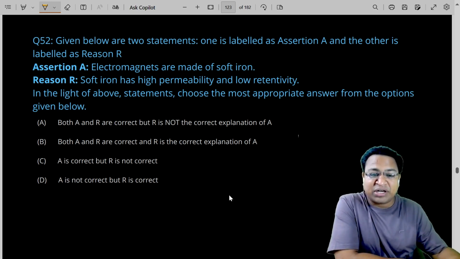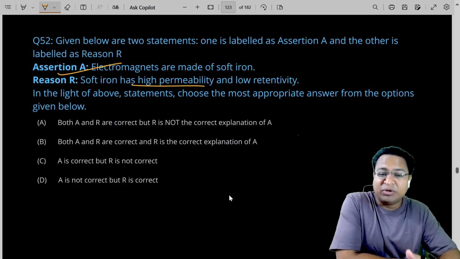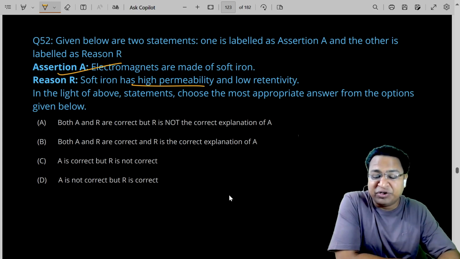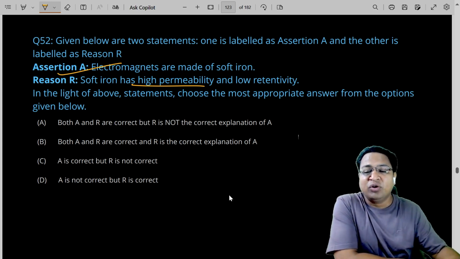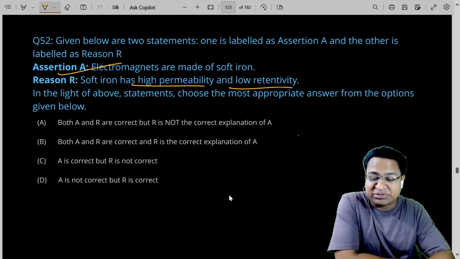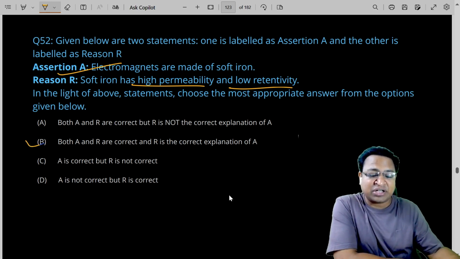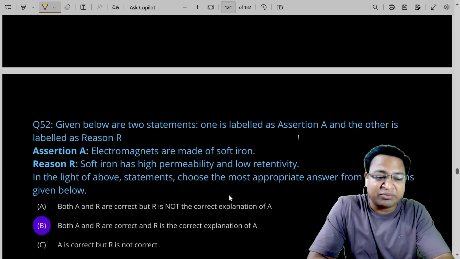So yes, electromagnets are made of soft iron, and the reason is that it has high permeability. High permeability ensures that for a given amount of current, a stronger magnetic field gets produced. And low retentivity ensures that as soon as the current is switched off, the electromagnet ceases to behave like a magnet, and thereby it helps us. All right. So the most appropriate answer would be that both are correct, and R is the correct explanation of A. So option B would be the right one.